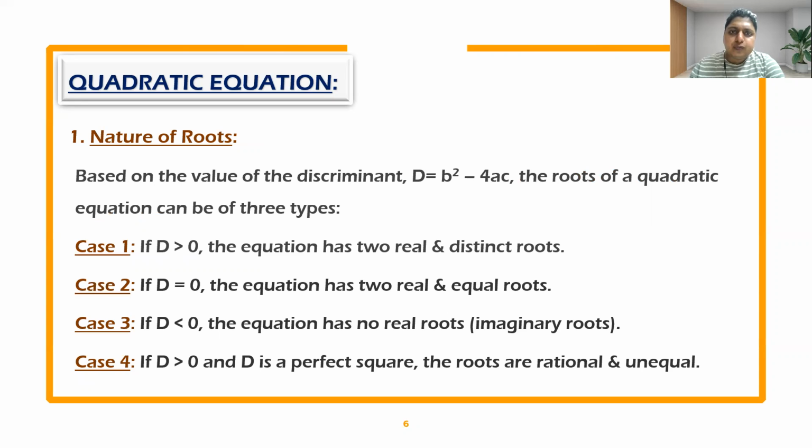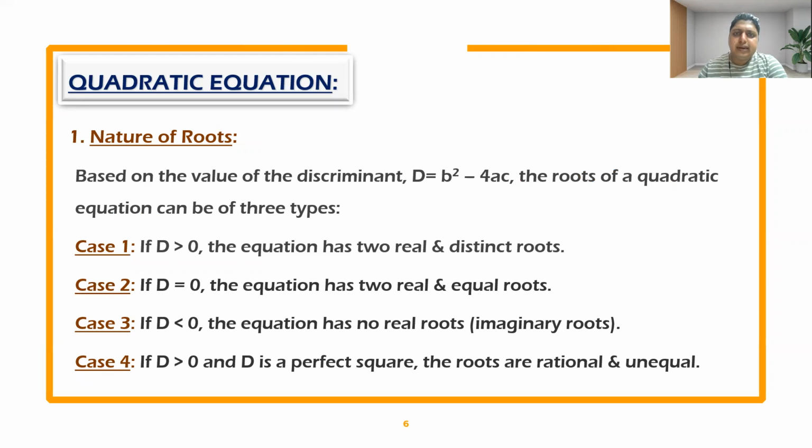So to find the nature of roots, let's start with discriminant d is equal to b square minus 4ac. First case, if d is greater than 0, it has two distinct and real roots. Distinct means it has two unique roots. Secondly, d is equal to 0, it means it has two equal and real roots. And third case, d is less than 0, it means it has imaginary and unequal roots.